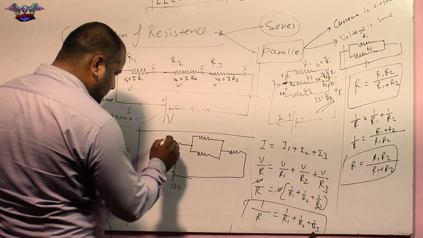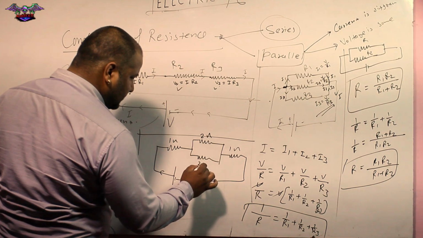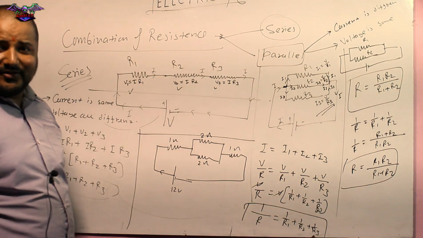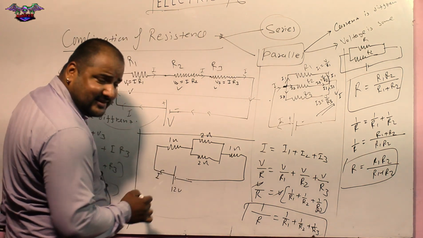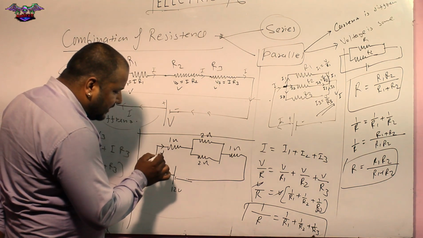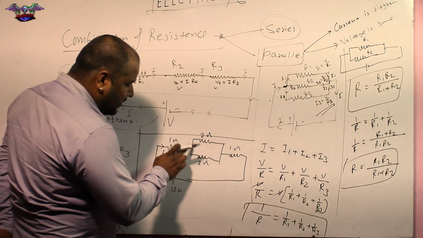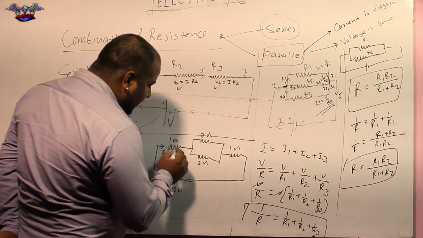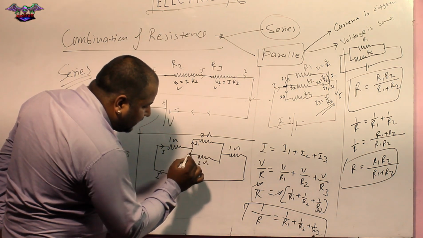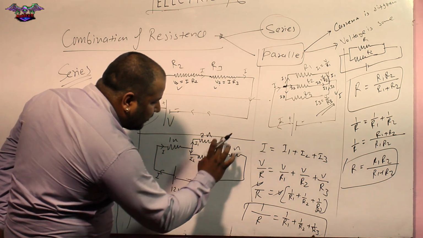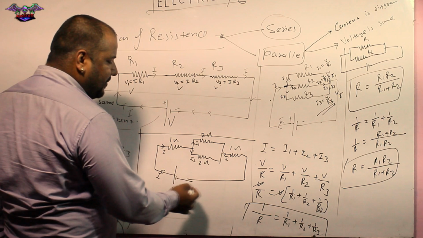This resistance is 1 ohm, this is 1 ohm, this is 2 ohm, this is 2 ohm. Right? Now, current I is there. I will come there. In 1 ohm, current is I. Same current is there. Next one. Current will divide: I1 here, I2 here. I1 plus I2 combined there. Here it will again be I.